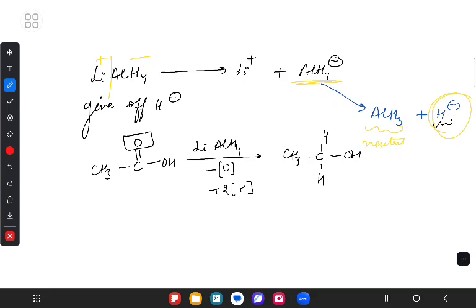Are we understanding? So we are going to have CH3, CH2, OH, and that is nothing but what? That is ethanol. Understood my point or not? Got it? So that's the idea we have. So we're going to have ethanol.